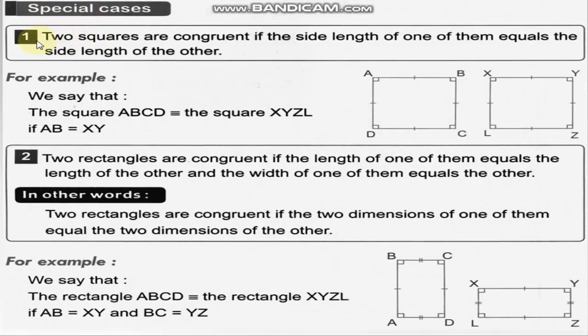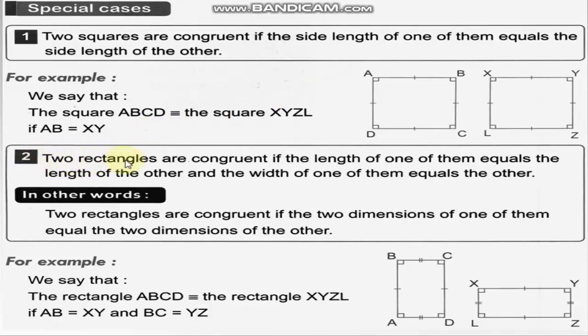Special cases. Number 1. Two squares are congruent if the side length of one of them equals the side length of the other. For example, we say that the square ABCD is congruent to the square XYZL if AB equals XY. We know that a square has four equal sides. So if we say AB equals XY, then we can say the two squares are congruent.